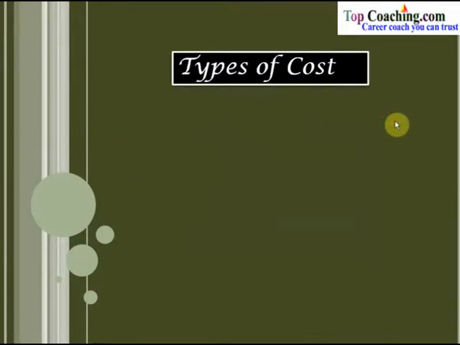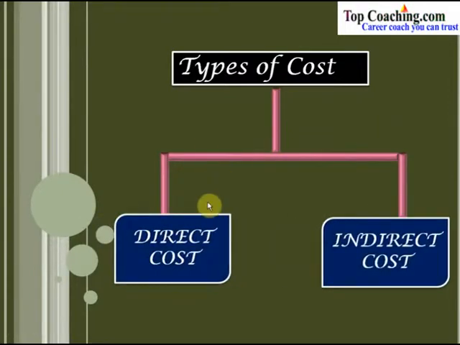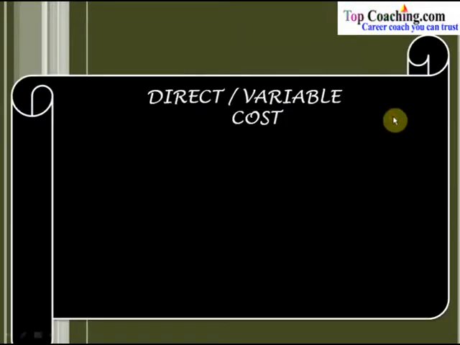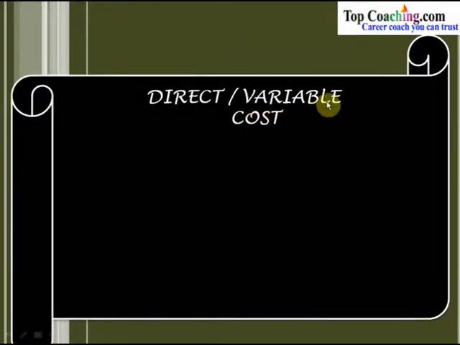Let's see what the different types of cost are. There are actually two types of cost. The first is the direct cost and the second is the indirect cost. Now what is the direct cost and the indirect cost? Let's try to understand that. Direct cost or the variable cost. Direct cost is also known as the variable cost, and what exactly is it?